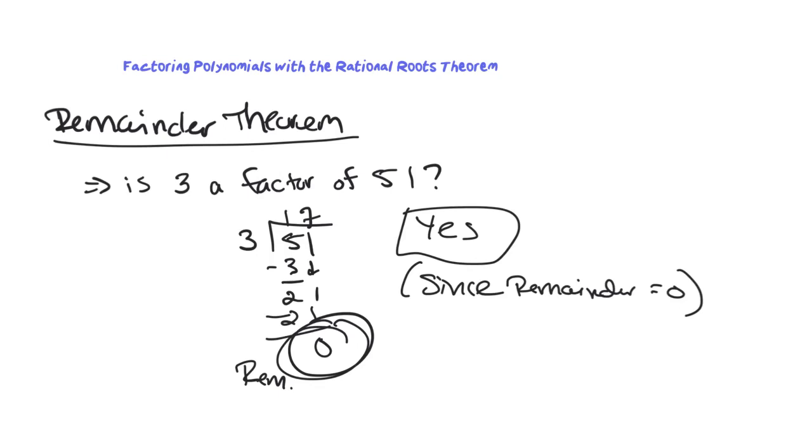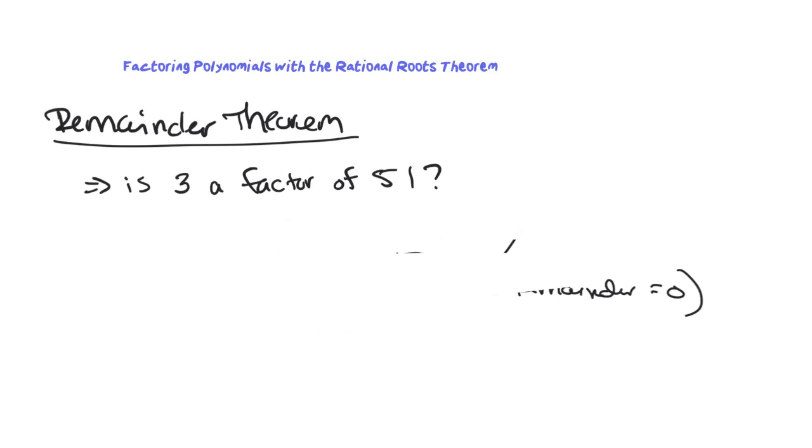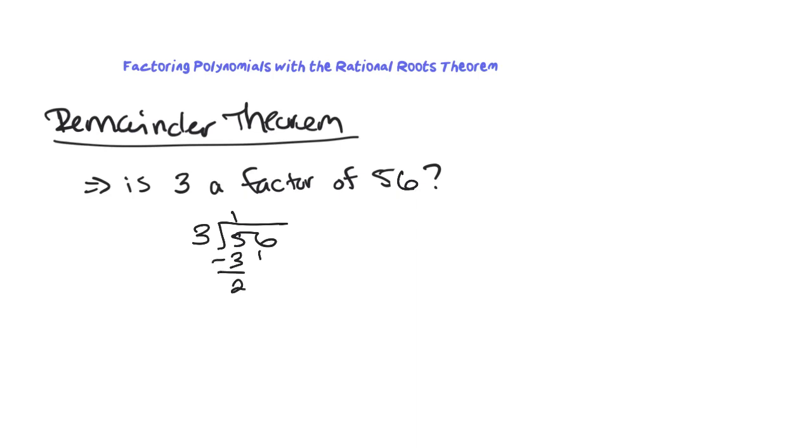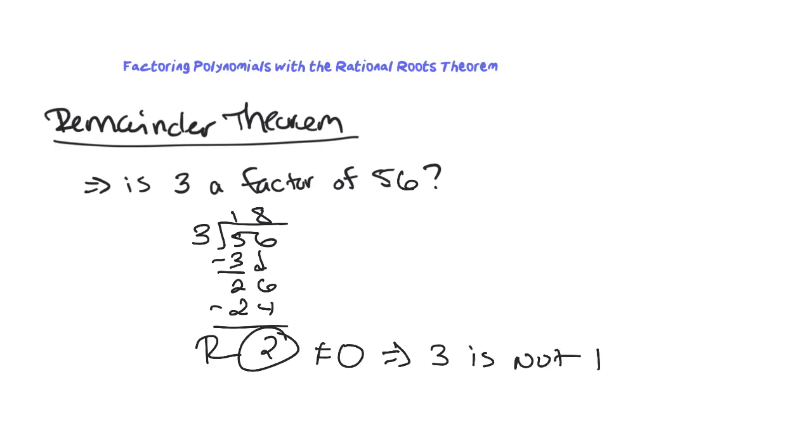Now, on the other hand, if we asked instead, let's say, is 3 a factor of 56? Same thing, 3 divided into 56. 3 goes into 5 once. 1 times 3 is 3. Subtract. Bring down the 6. Now 3 goes into 26. What is that? 8 times? 8 times 3 is 24. And 26 minus 24 is 2. The remainder here is 2, which is not 0. So since it's not 0, that means that 3 is not a factor of 56.